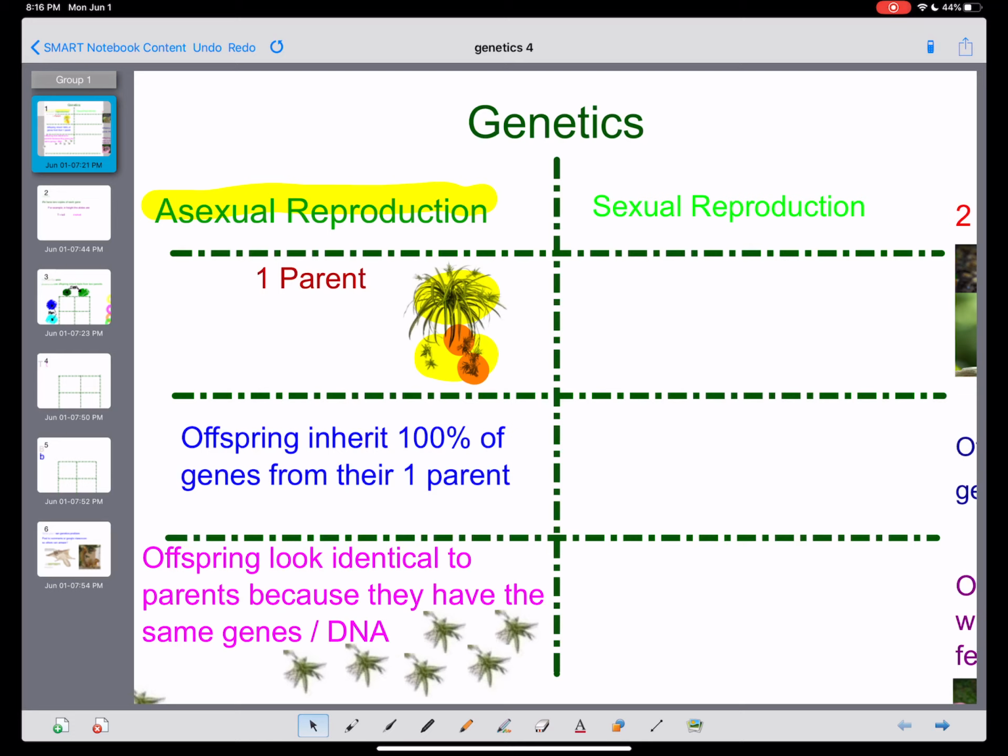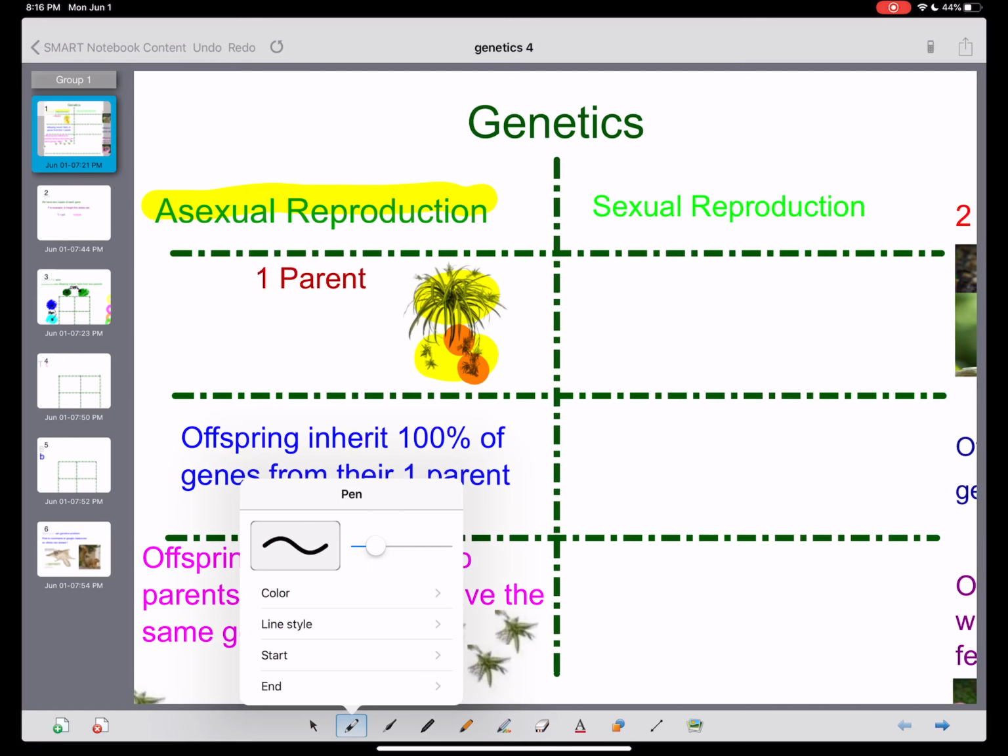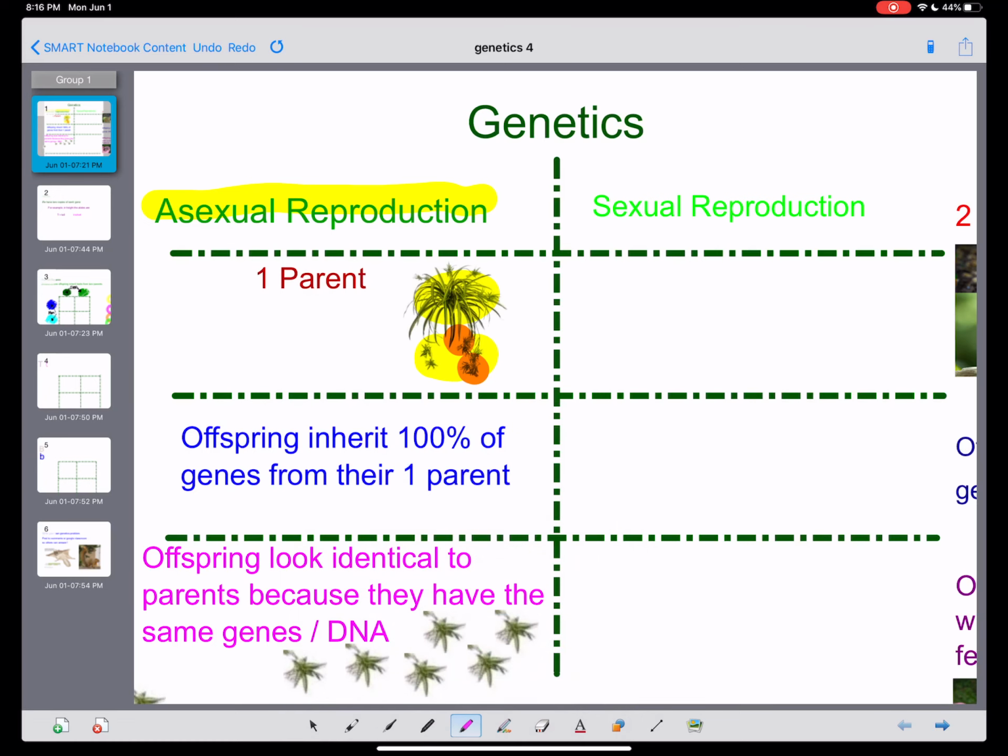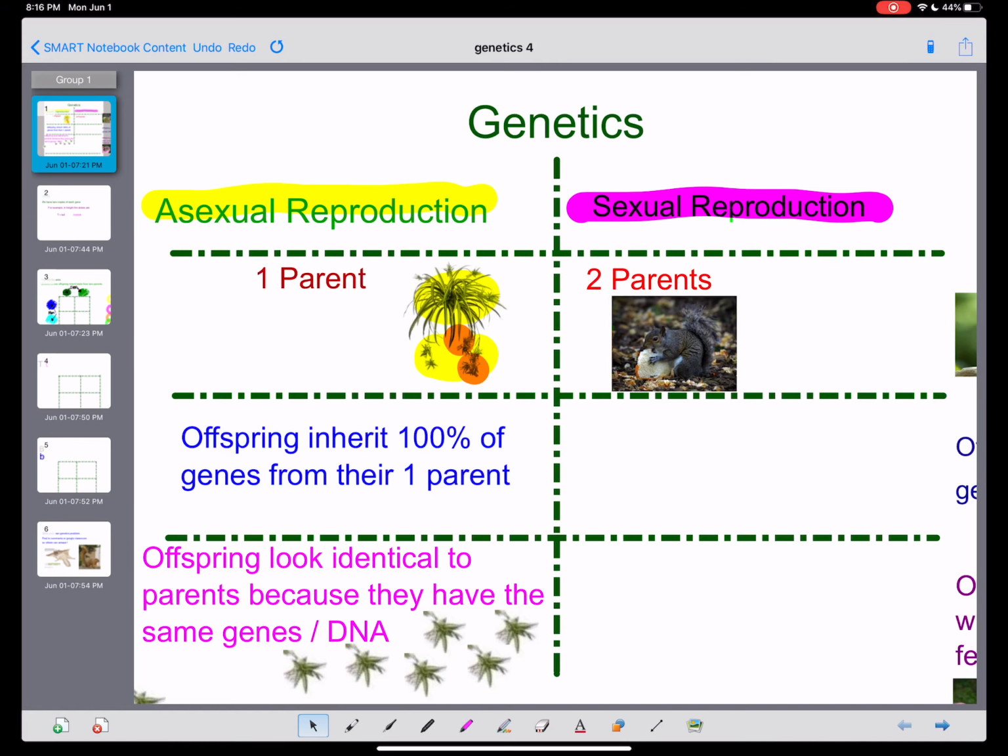In contrast, let's look at sexual reproduction. In sexual reproduction, there are two parents, such as these two adorable squirrels here. You can name them if you want.